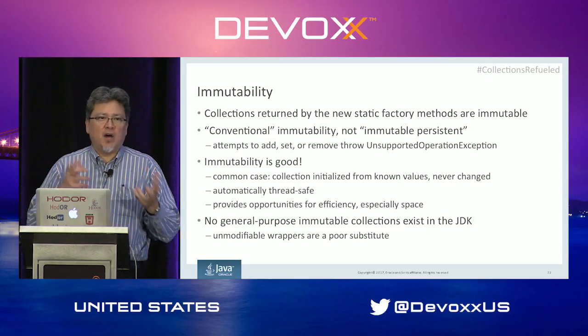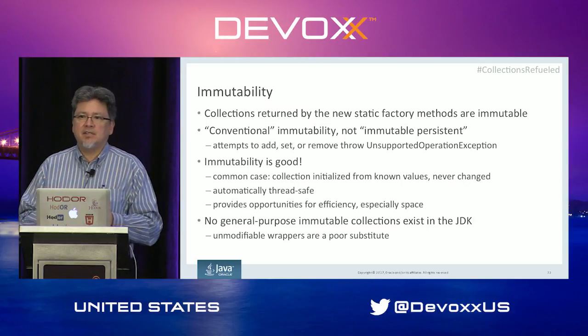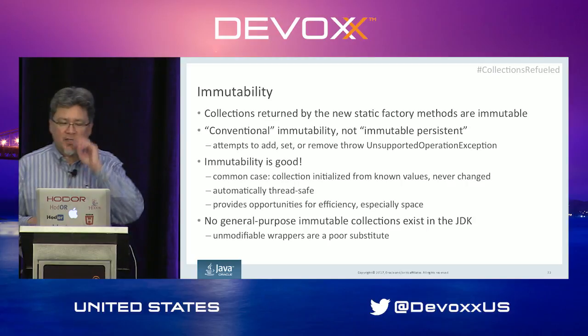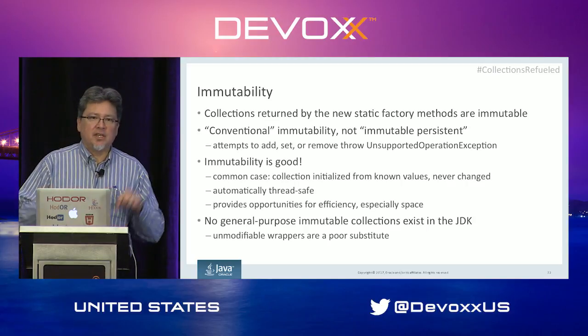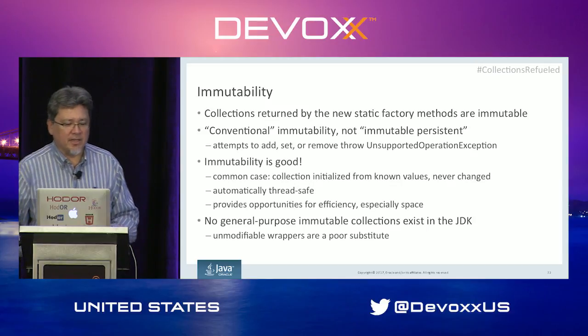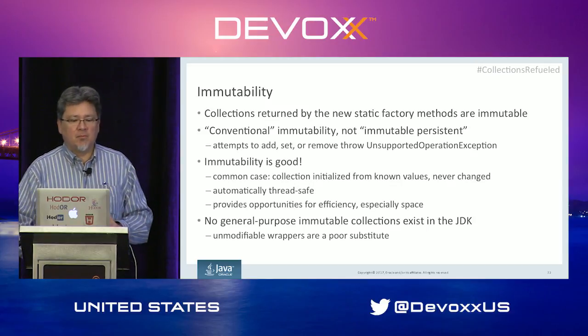So this idea of unmodifiable that already exists in the collections framework really is different from immutability. And so these collections cannot be modified unless you go in with reflection or unsafe or something like that. There are no APIs that modify these collections.